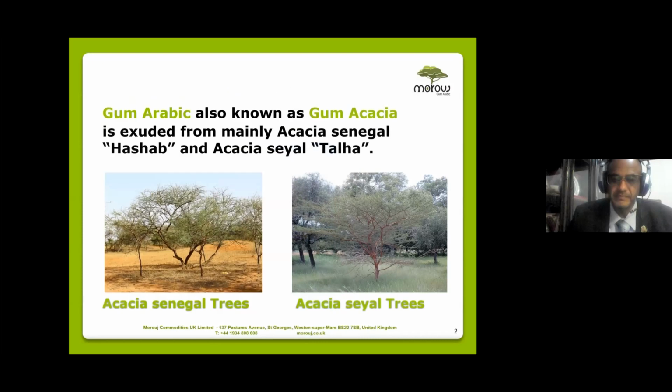Gum Arabic, also known as gum acacia, is produced mainly from two types of trees, the Acacia Senegal tree and the Acacia Sayal tree. The Acacia Senegal is called locally Hashab, and the gum produced is called Hashab gum, and the Acacia Sayal gum is called Talha gum.